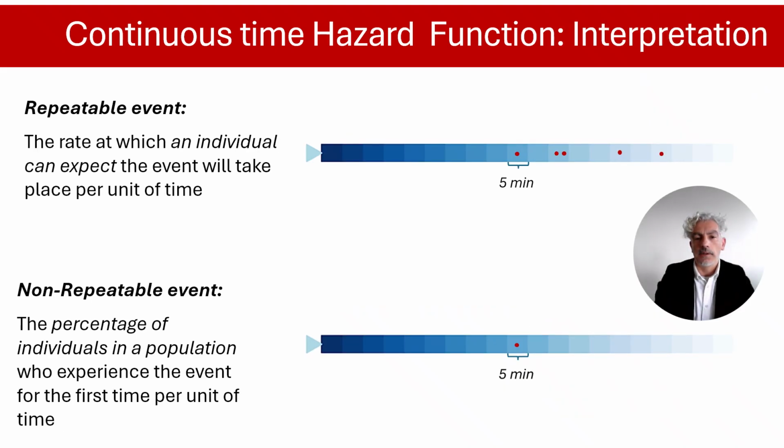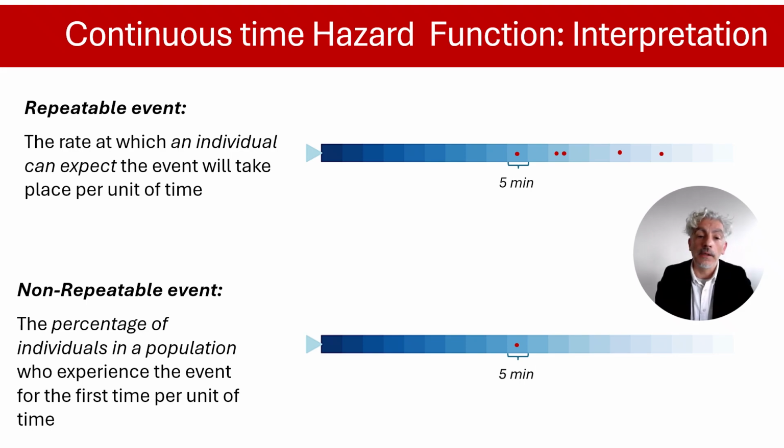And this calculation of the hazard function, whereby when we consider discrete time, it's a conditional probability. When we consider continuous time, it's a rate. This also has repercussions on the interpretation of the hazard function when we consider different types of events. And here I try to represent that.